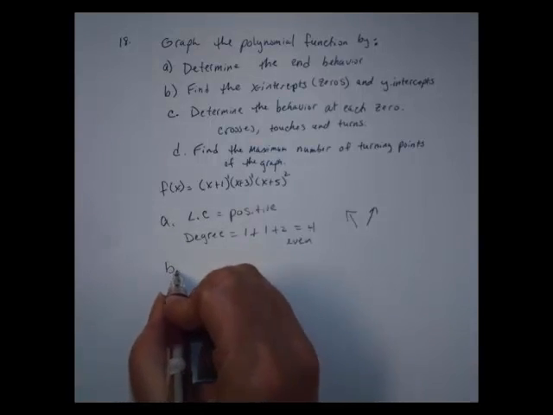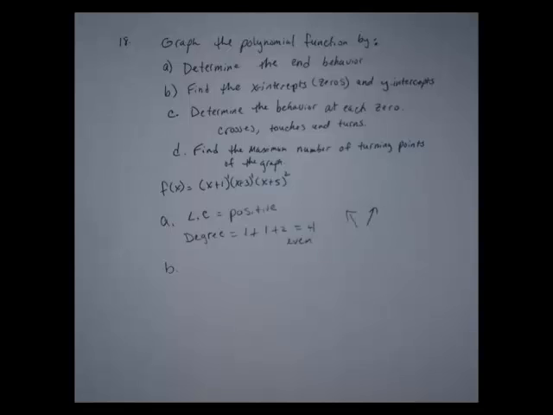The second part that we're going to do is B. We're going to find the x-intercepts or zeros and the y-intercepts. So thankfully, this is already factored, so we don't have to do that.